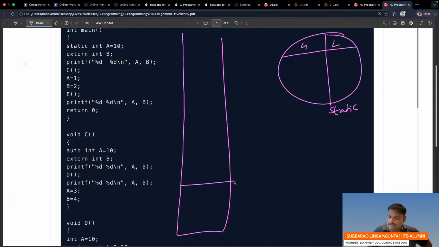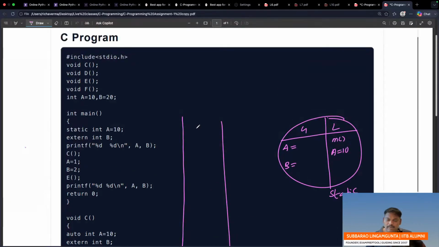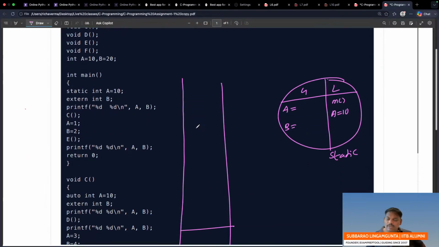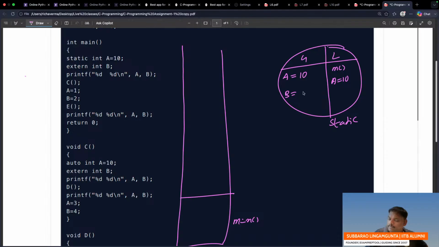Main function called main. Before starting, let's see any globals and static variables. In the main function, one local variable is there, that is A, which is 10. In the global, one A is there, B also there. A is 10, B is 20. I think everything is perfect. So let's start from main.